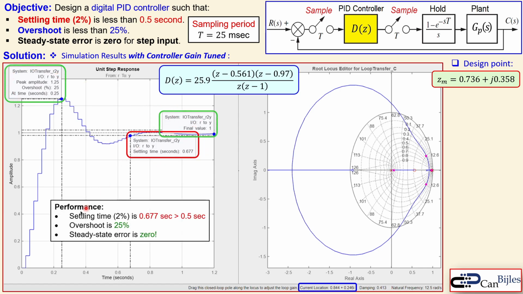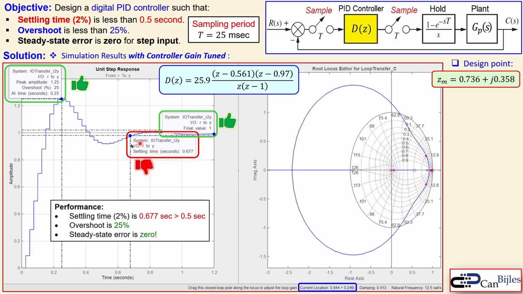The performance now here is that the settling time is even larger, so we made that problem even bigger, 0.677 seconds, which is larger than the 0.5 seconds. But the overshoot is now at the edge of 25%, so that is okay. The steady state error is 0 because the final value is still 1 because we apply a unit step input. So we solved the second problem. So this is fine, but this is still a problem. So how can we solve that?